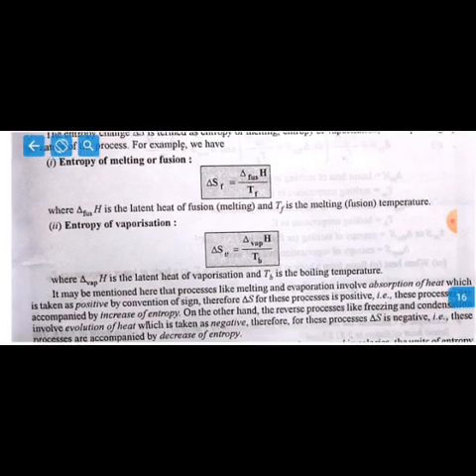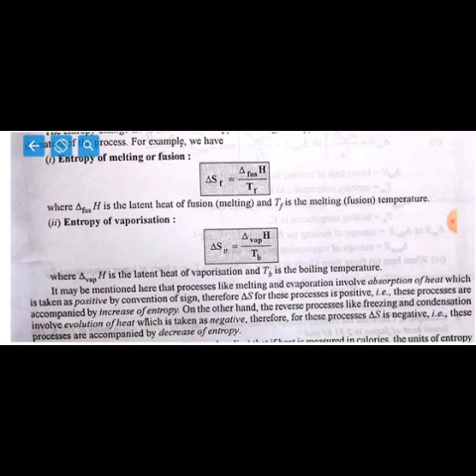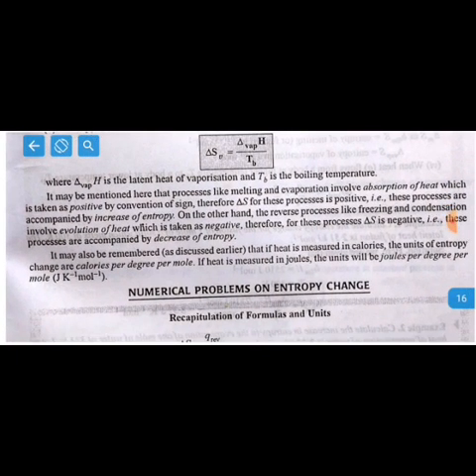Entropy of vaporization. Delta S_V is equal to delta vaporization H divided by T_B, where delta vaporization H is the latent heat of vaporization and T_B is the boiling temperature. It may be mentioned here that processes like melting and evaporation involve absorption of heat, which is taken as positive by the convention of sign. Therefore, delta S for these processes is positive, that is, these processes are accompanied by an increase of entropy. On the other hand, the reverse processes like freezing and condensation involve evolution of heat, which is taken as negative. Therefore, for these processes delta S is negative, that is, these processes are accompanied by a decrease of entropy.